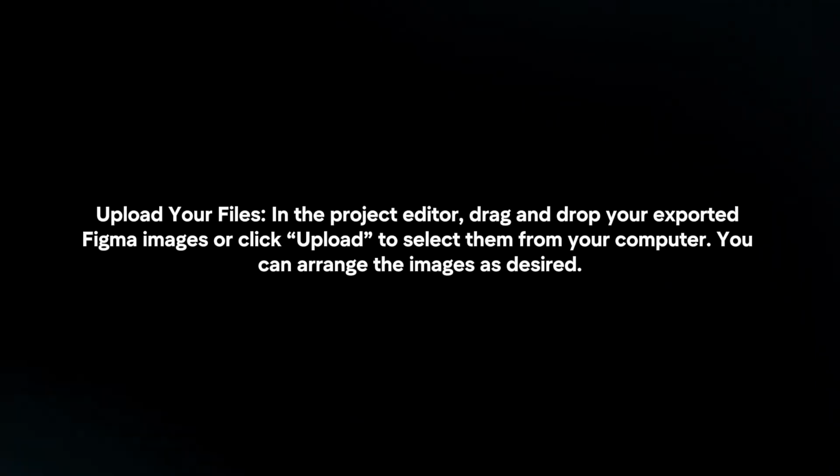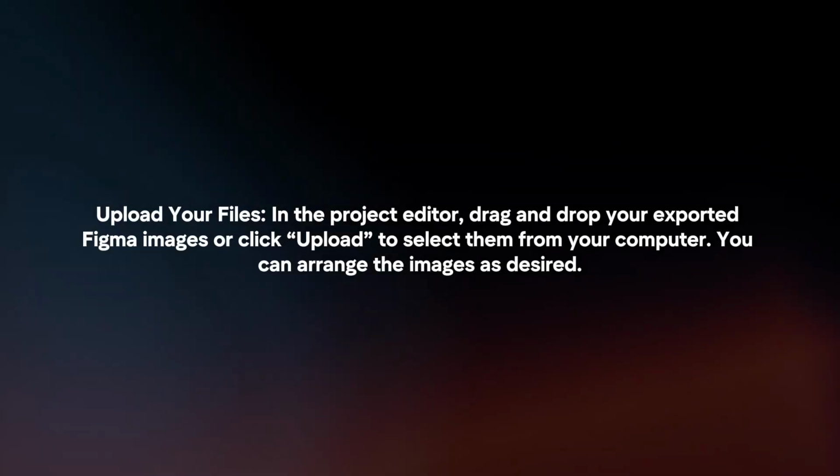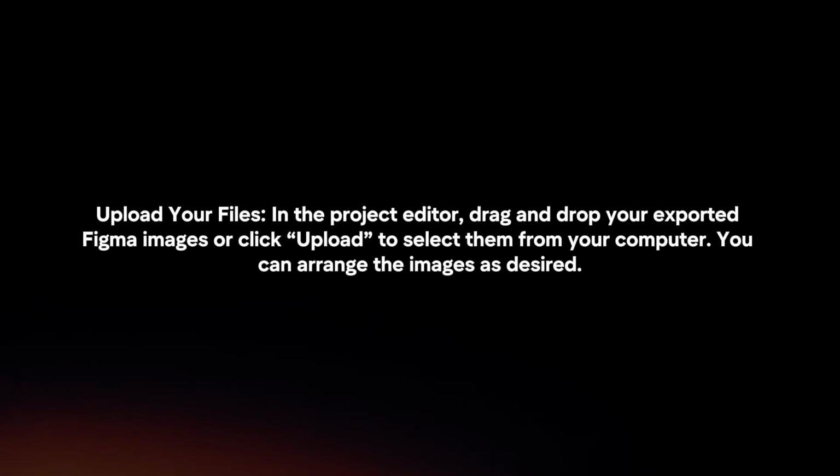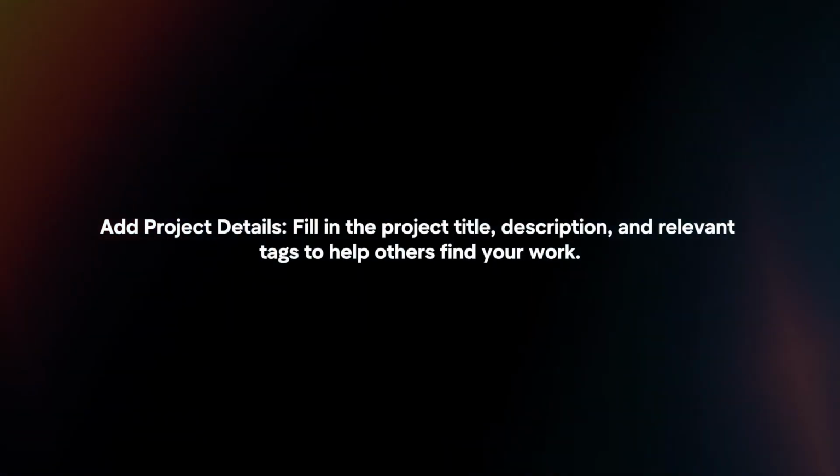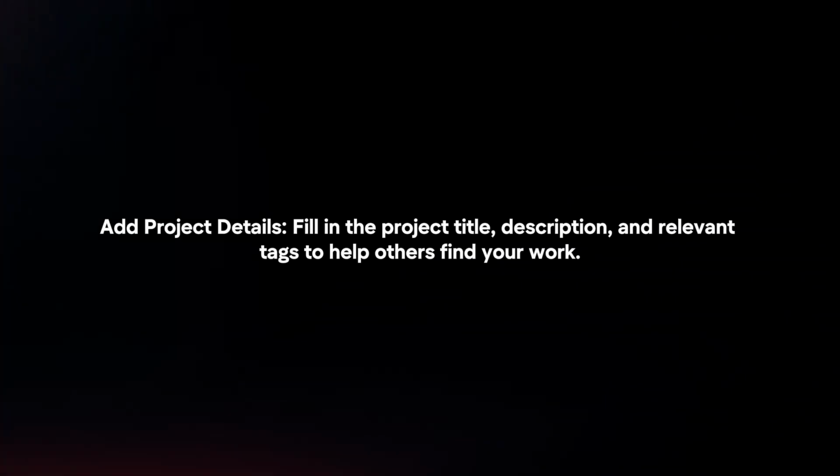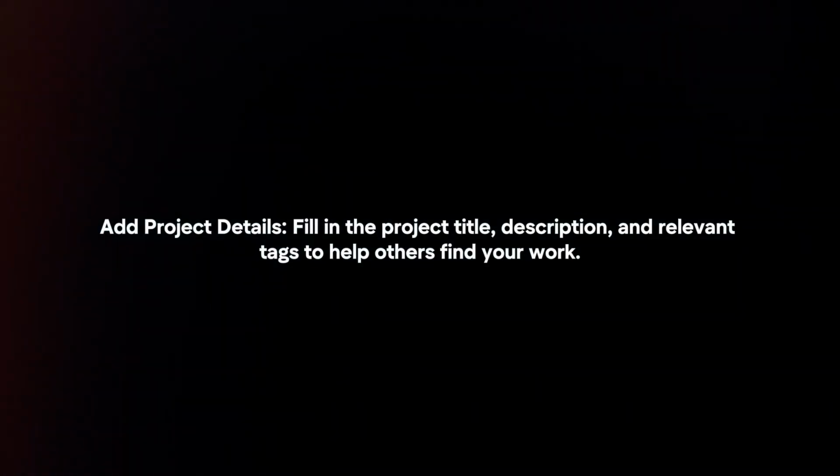Upload your files. In the project editor, drag and drop your exported Figma images or click Upload to select them from your computer. You can arrange the images as desired. Add project details. Fill in the project title, description, and relevant text to help others find your work. Publish your project. Once you're satisfied with the layout and information, click Publish to make your project live on Behance.